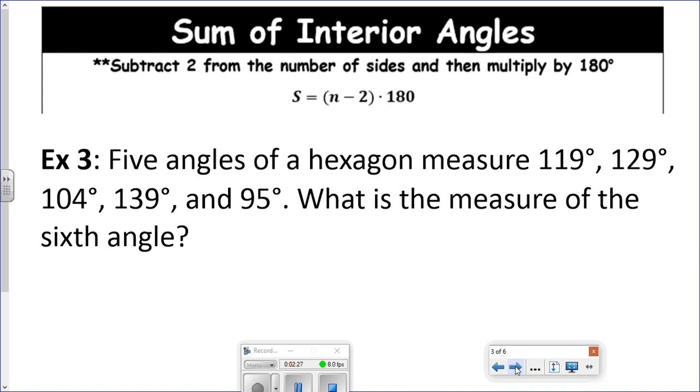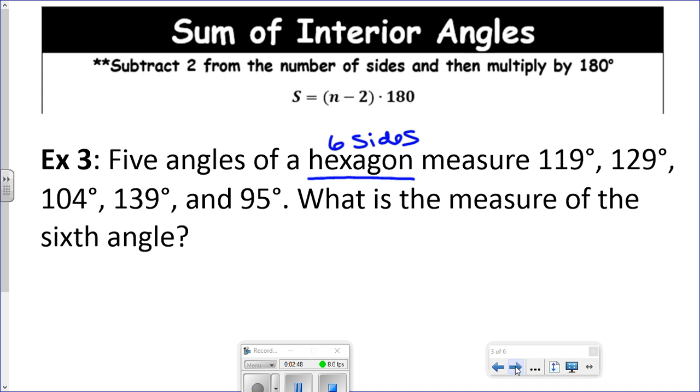All right, let's look at example 3. This one says 5 angles of a hexagon, and remember, a hexagon has 6 sides, measure 119 degrees, 129 degrees, 104 degrees, 139 degrees, and 95 degrees. What is the measure of the 6th angle? So they only gave you 5. You know there should be 6, and we want to find the 6th.